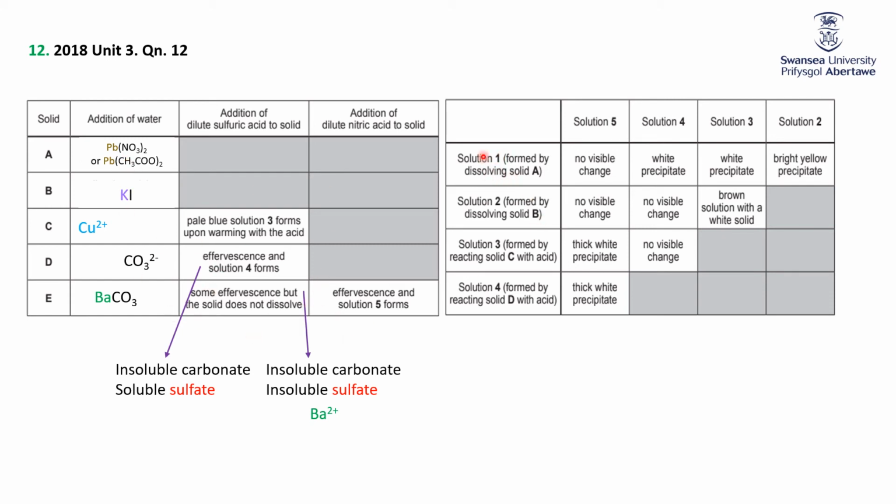Now let's go over to this table and see where we are. Well, we know that solution one is lead nitrate. We know that solution two is potassium iodide. We know that solution three was what we made by taking copper 2+ and dissolving it in sulfuric acid. So that's copper sulfate there. And we know that solution five is barium nitrate, because that was barium carbonate dissolved in nitric acid. Okay, so we're still lacking solution four. And of course, we're still lacking the anion of C.